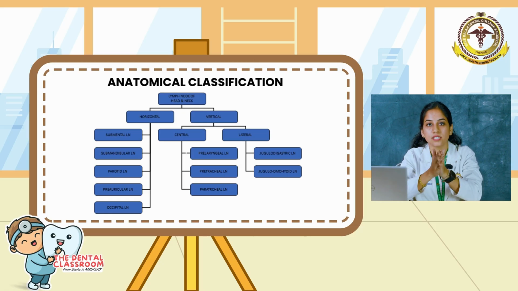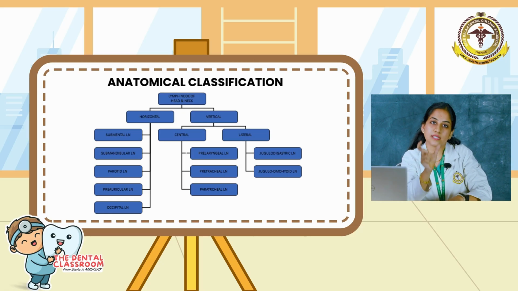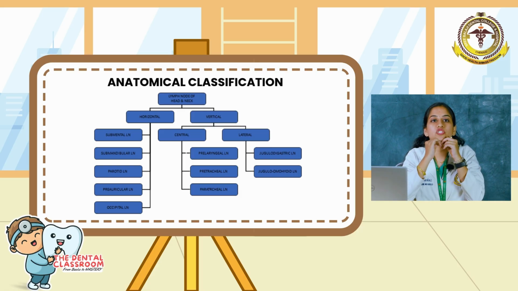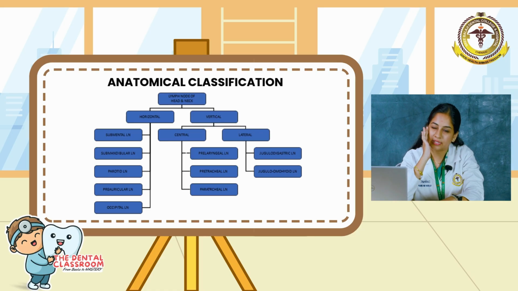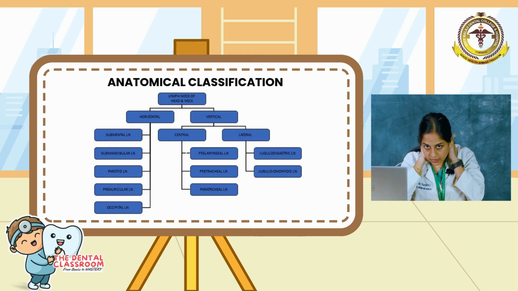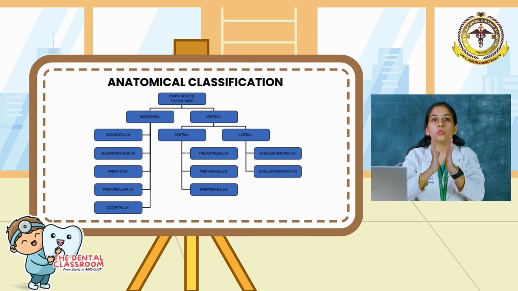We will look at the horizontal group first. As the term defines, it goes on a horizontal basis. We will start from the submental, which is near the chin. We go on to the submandibular. Then we go on to the parotid, which is evident near the ear, and the pre-auricular, which is also near the tragus of the ear. Then the post-auricular, which is behind the ears. Then we have the occipital, which is at the back of the head. So we have the groups in the horizontal: submental, submandibular, parotid, pre-auricular, post-auricular, and the last is the occipital.